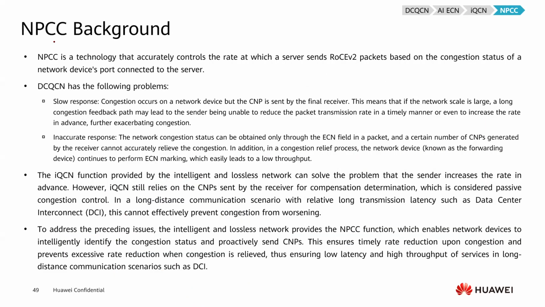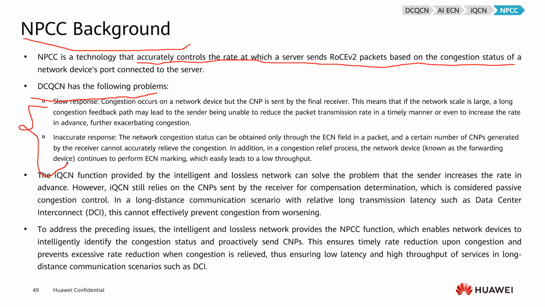Okay, let's see NPCC background. NPCC is a technology that accurately controls the rate at which a server sends RoCEv2 packets based on the congestion status of a network device port connected to the server. The DCQCN has the following problems. The IQCN function provided by the intelligent lossless network can solve the problem that the sender increases the rate in advance. However, IQCN still relies on the CNP sent by the receiver.